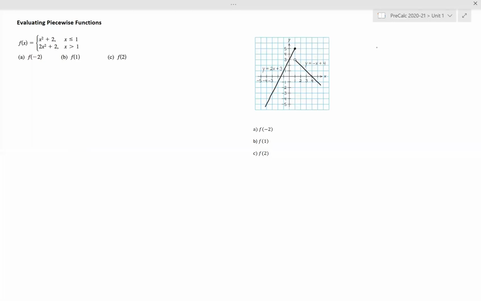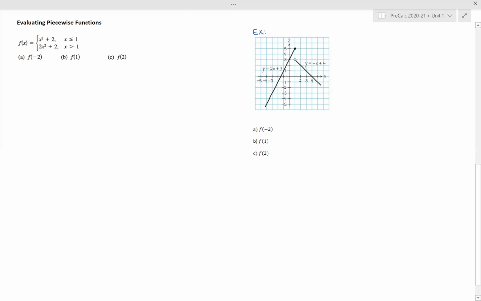Okay, so there are two ways that you can evaluate piecewise functions. We can evaluate them by looking at them as a graph, and we can evaluate them by looking at them as the function equation. I'm going to start with the graph actually, because I think that's what we're a little bit more familiar with. So I'm going to start over here at this example. Okay, I have this graph.